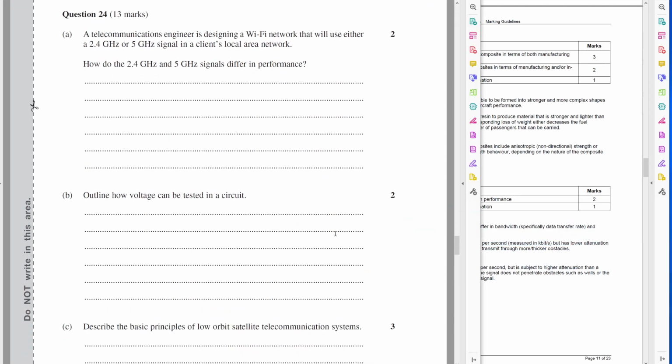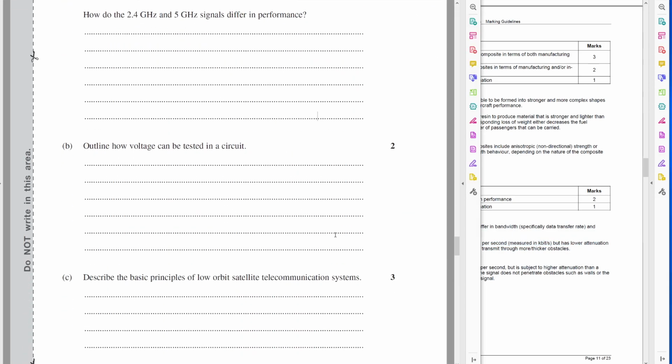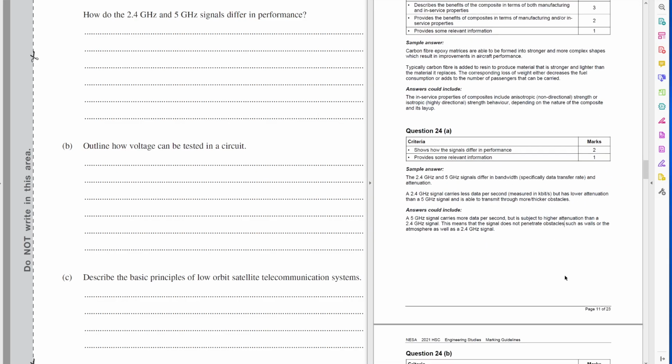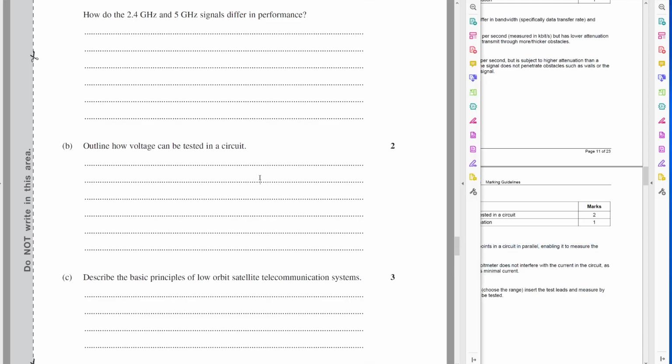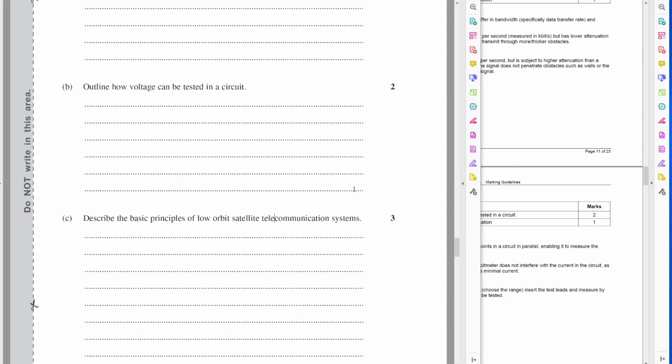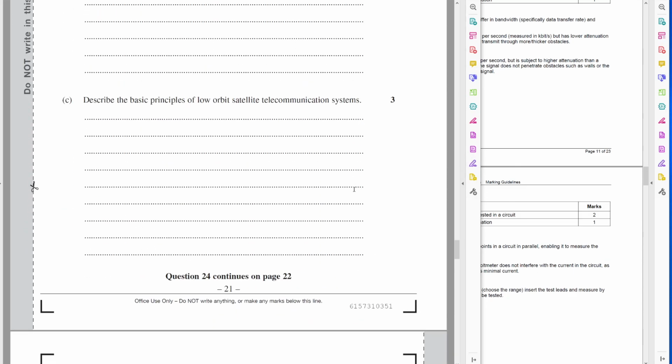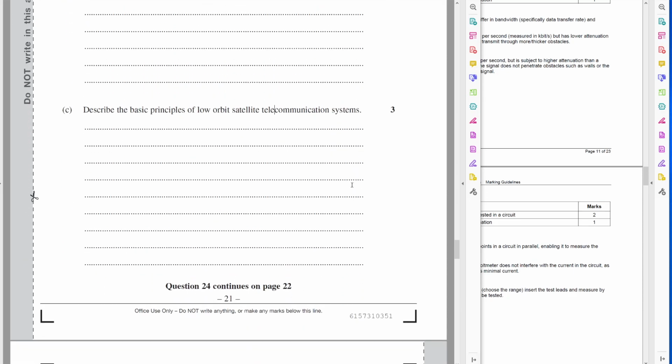Okay, determine how voltage can be tested in a circuit. I do have a question on Google Classroom about signal testing and strength and these sorts of things. Typically, we talk about voltage. It could be tested with a voltmeter. Generally, in practice, it's measured by a multimeter. Let's have a look. Voltmeter, there we go. Good answer. And a multimeter. I'm not going to read those answers, but they're pretty self-explanatory. I think these two questions are pretty easy to get.